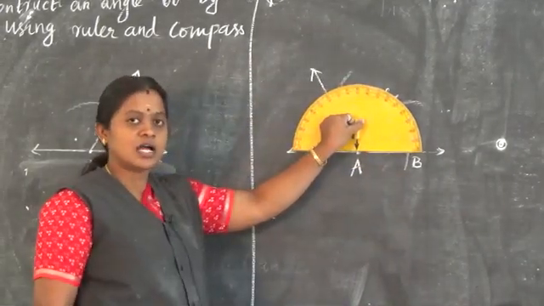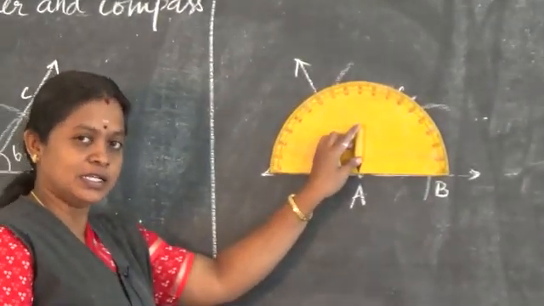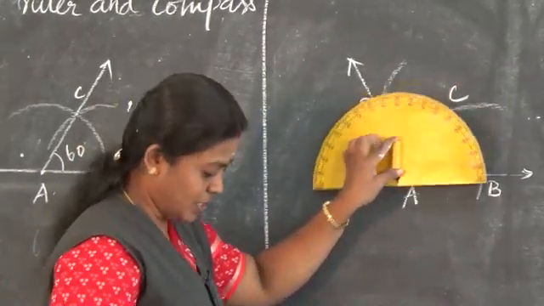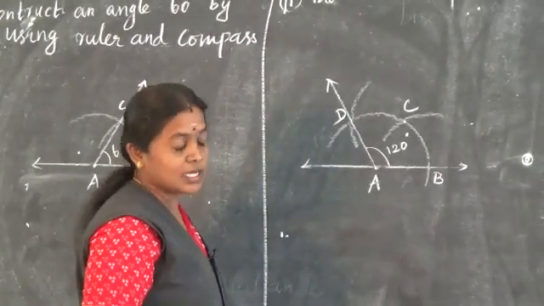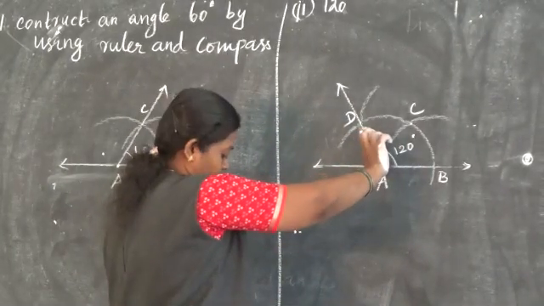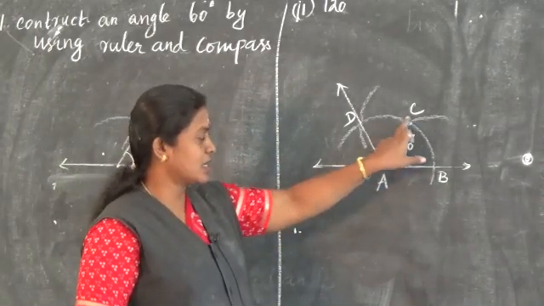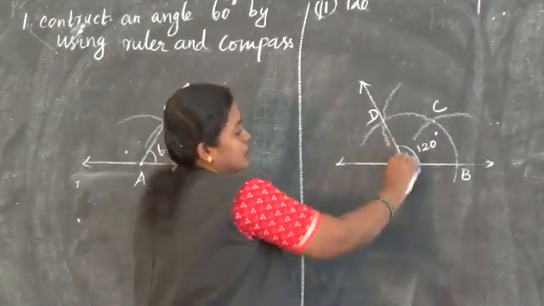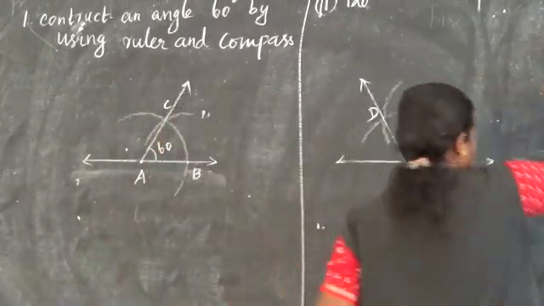How many degrees does it show? 120 degrees. We are not using any protractor, only ruler and compass. How to draw? Draw a line, mark a point A on it, any convenient radius. With A as a center, draw one arc, then with B as a center, the same radius, draw one more arc, then with C as a center, draw one more arc. Now join AD. Now BAD is a 120 degree angle.